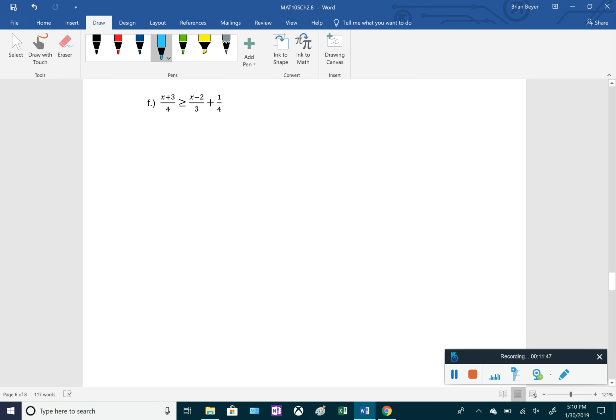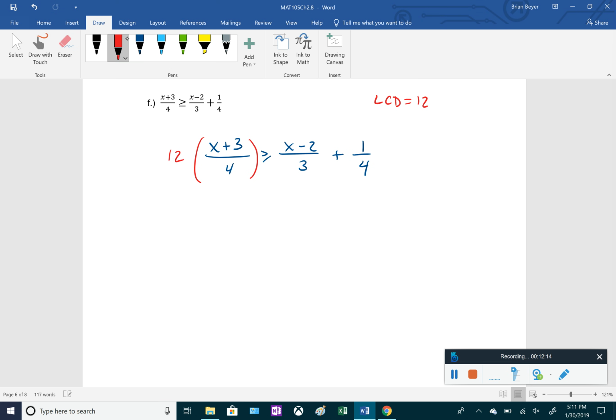Okay, next one, so we have more fractions. So we want to be thinking LCD again. So this is going to be the LCD, or the least common multiple, of 4, 3, and 4, which once again, just like the last one, is 12. So we're going to multiply both sides of this inequality by 12. So what this means is we're multiplying essentially every single term here by 12.